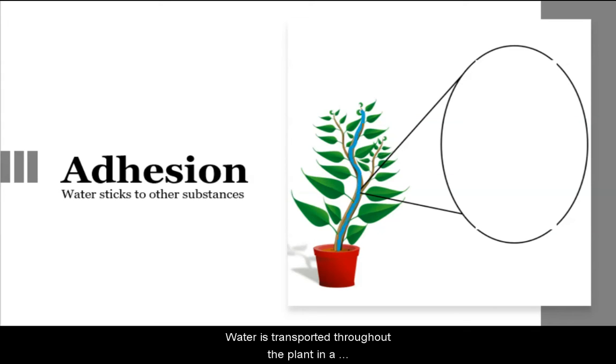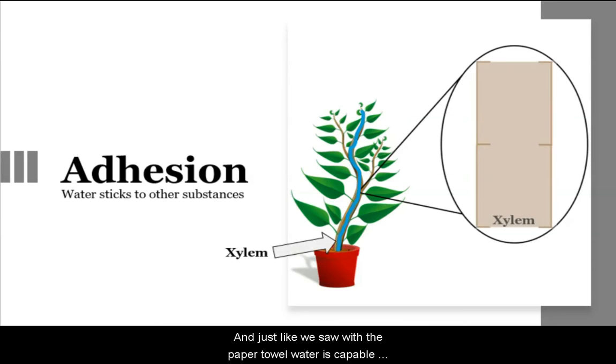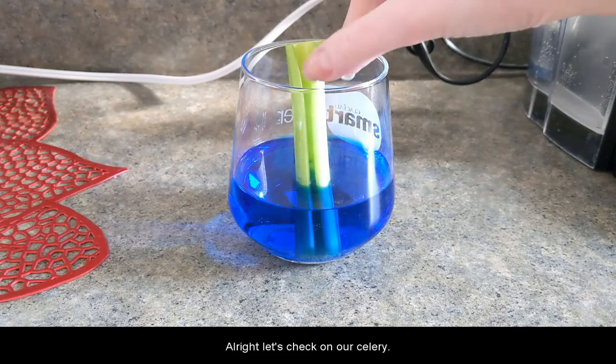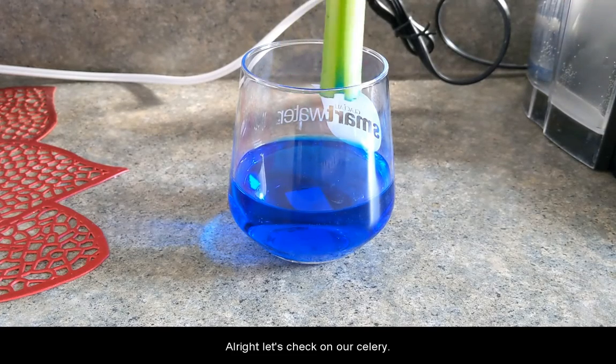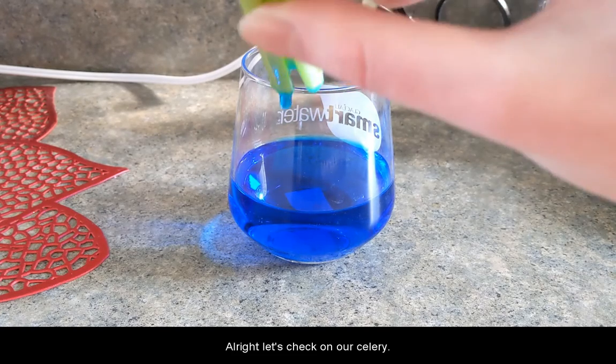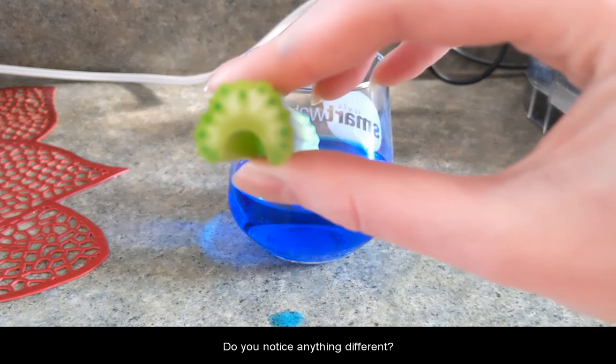Water is transported throughout the plant in a structure called the xylem. And just like we saw with the paper towel, water is capable of climbing up the xylem all the way up to the leaves of the plant without the plant spending energy on this process. All right, let's check on our celery. Do you notice anything different?